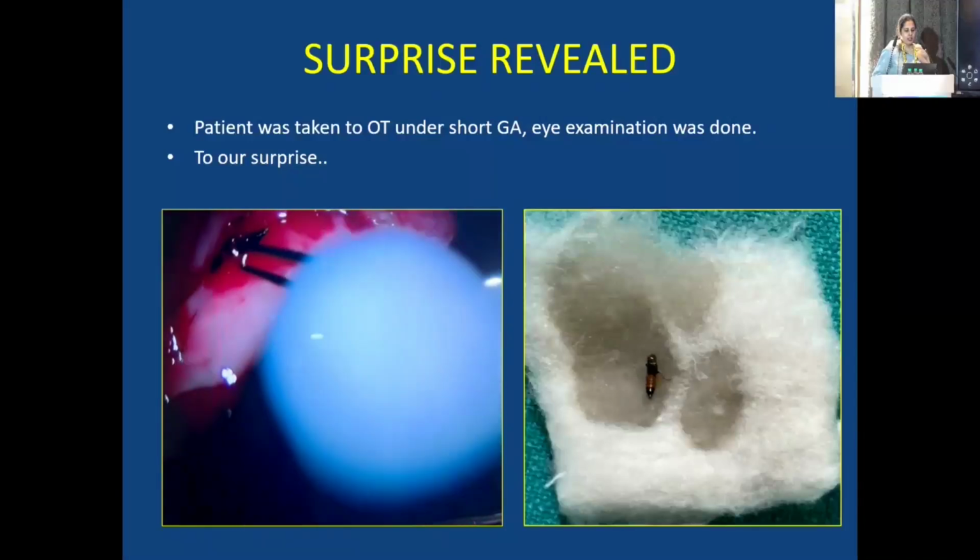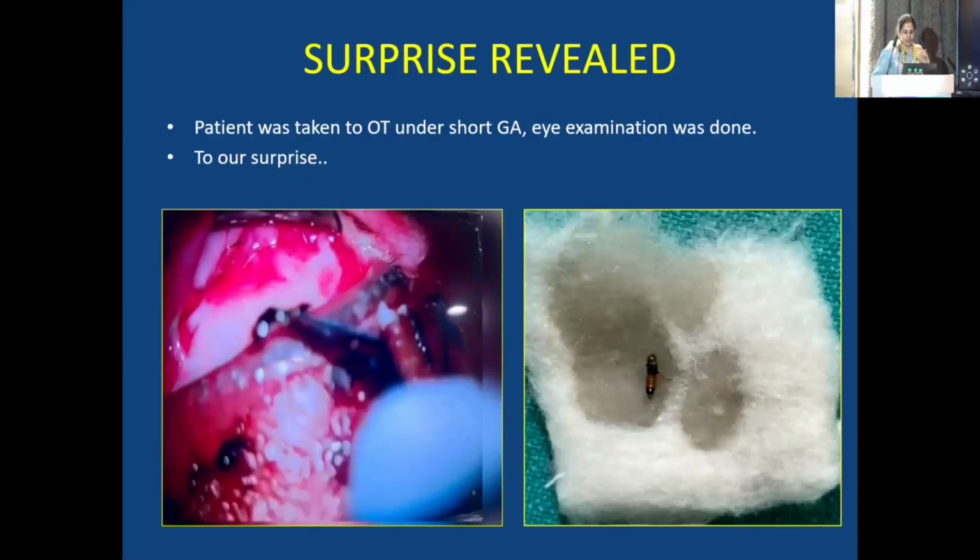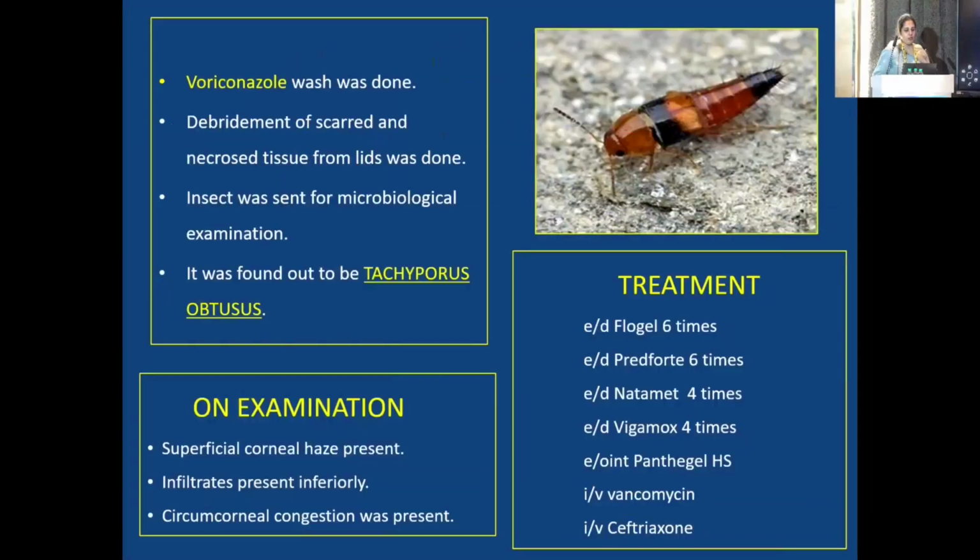The patient was taken into the OT under short GA, eye examination was done, and to our surprise an insect was extracted from the lower fornix. Voriconazole wash was done, and debridement of scarred and necrosed tissue from the lids was done. The insect was sent for microbiological examination. It was found to be Tachyporus obtusus.